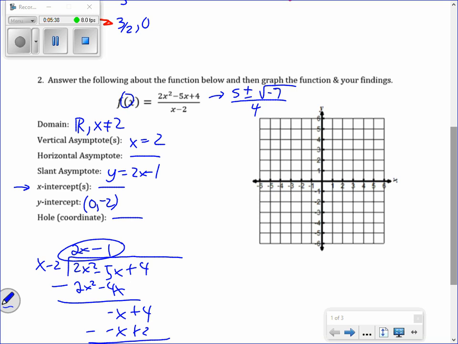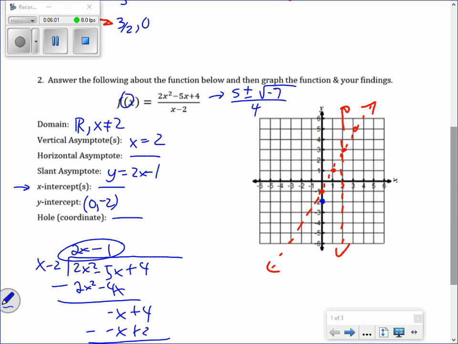All right, so let's see. My asymptote is at 2. I have a slant asymptote at 2x minus 1. So let me put that at -1, go up 2 over 1 to graph this. All right, so remember the slant asymptote is what you're approaching as you go off to infinity. All right, and I have 0, -2. I think that's all I can say.